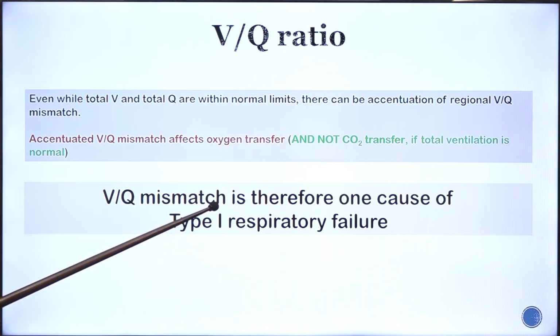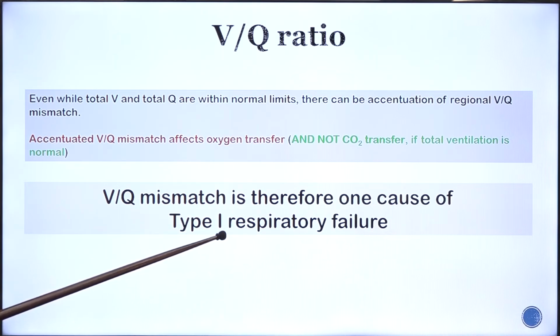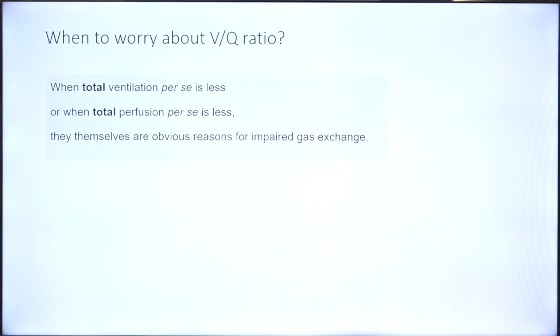In VQ mismatch, which we consider as diffusion impairment, there is type 1 respiratory failure where arterial oxygen partial pressure is lower, but arterial PCO2 is normal. So, when do we worry about VQ ratio? When total ventilation is normal and total perfusion is normal, and we still see a reduction in oxygen transfer, that is when we consider a VQ mismatch. When total ventilation per se is less, that itself is a cause of respiratory failure. There will be type 2 respiratory failure in that case.